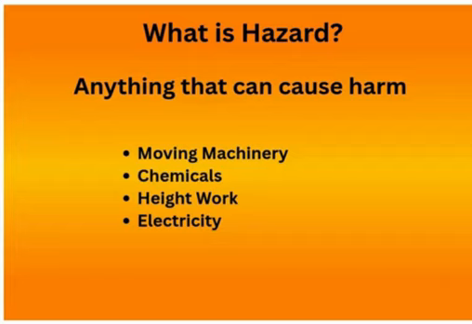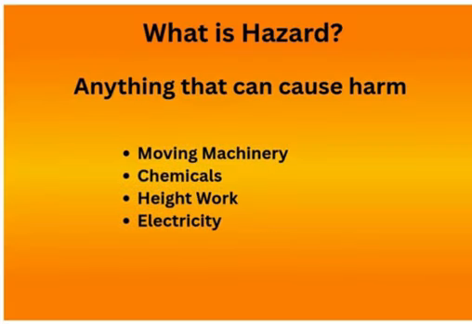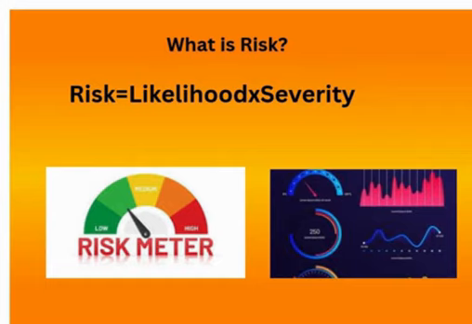Some common examples of hazards include moving machinery, which can cause cuts or entanglement, chemical exposure, which can lead to burns or health issues, working at height, where there is a risk of falling, and electrical hazards, which can result in shocks or fires. Hazard identification involves carefully observing the workplace, understanding the processes, and identifying anything that could go wrong. This step requires awareness, experience, and attention to detail.